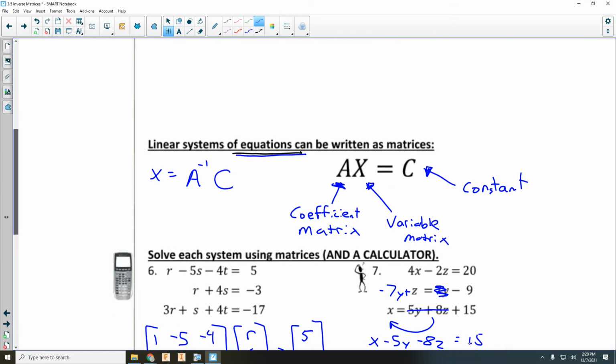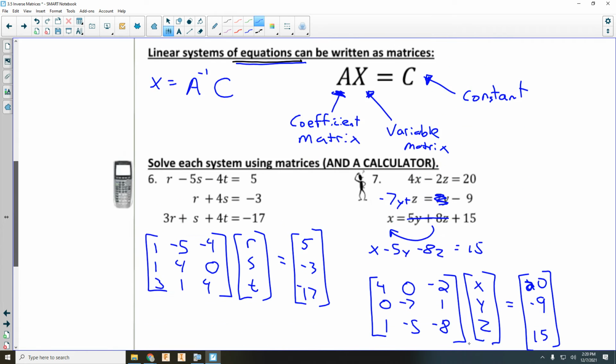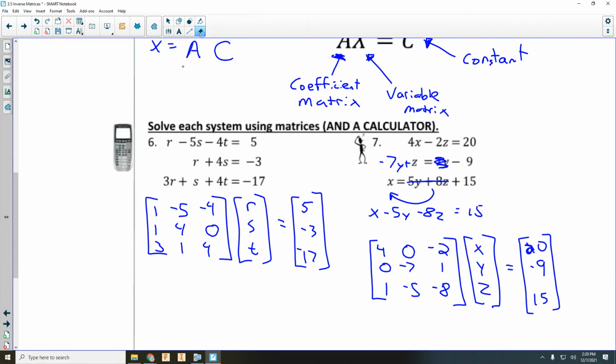On to the next one. 4 and 5 is just the same practice.